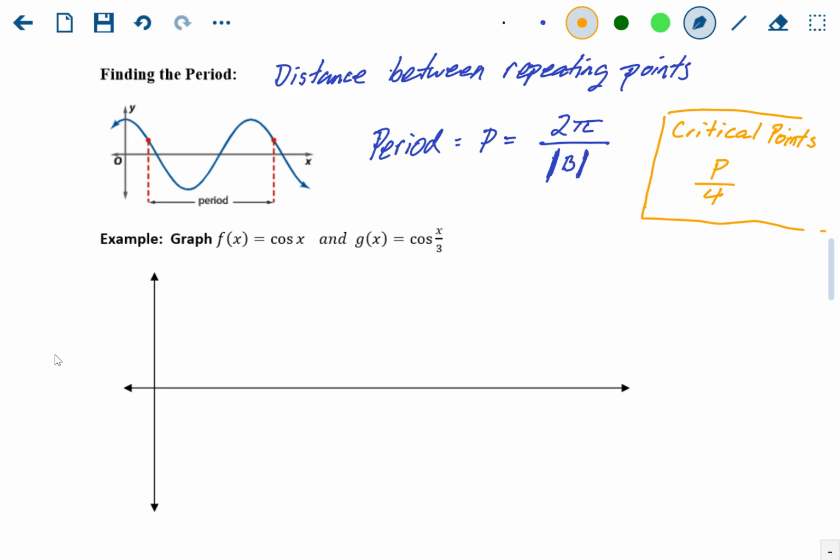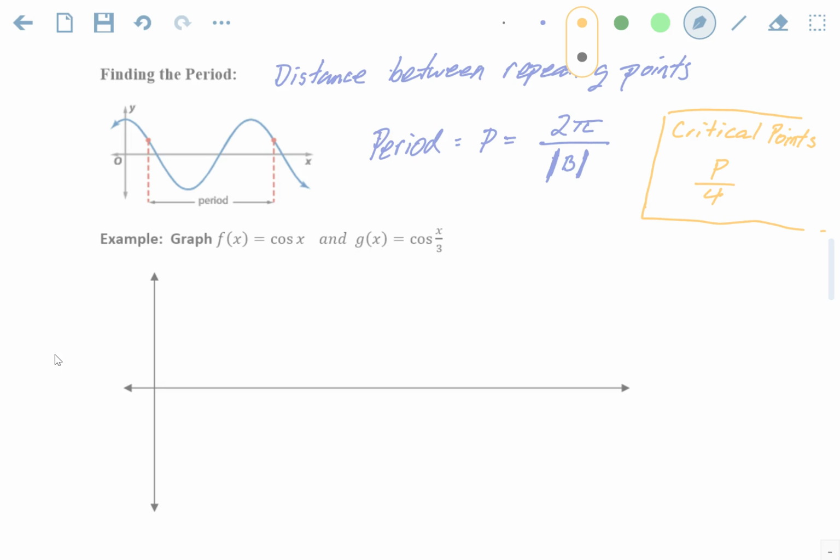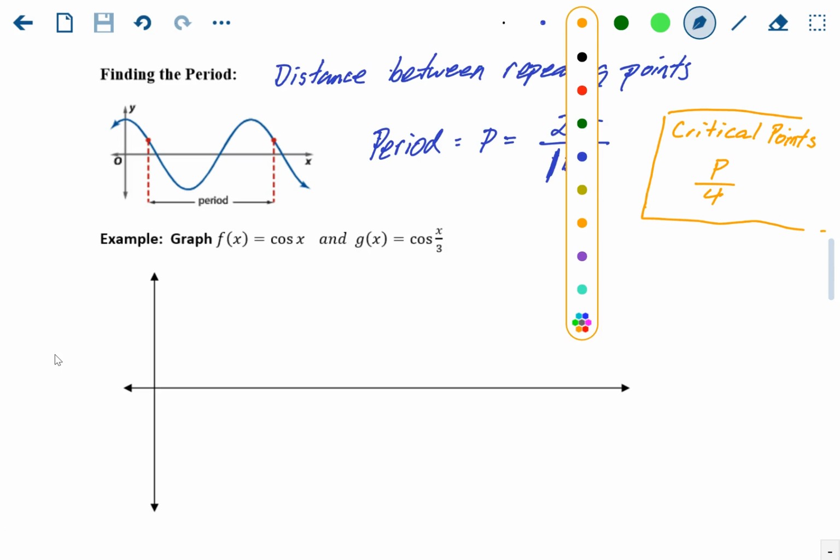All right, so in this example, we have 2 cosines. We have parent function cosine, and we have cosine of x over 3. So we want to find the b value. Again, the a value is to find the amplitude. The b value helps you find the period. That first one is just the parent function, so it has a period of 2 pi, 2 pi divided by 1.